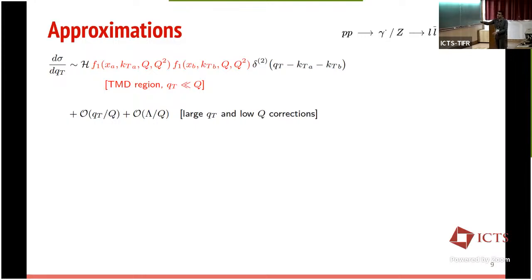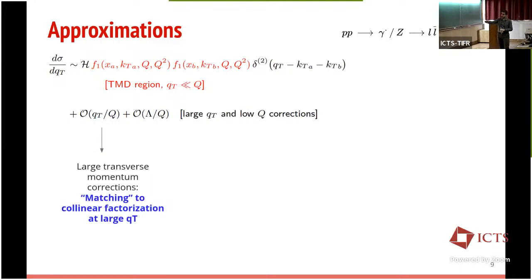These are the corrections that become important at large transverse momentum, whereas the TMD region is what we identify as q_T being much smaller than Q, so the low transverse momentum region. TMDs, PDFs, and fragmentation functions are extracted from data only in this TMD region, so only when the transverse momentum is small compared to the hard scale of the process. If your data have a q_T which is comparable to Q, then you have to be careful. We're going to see later what is possible to do.